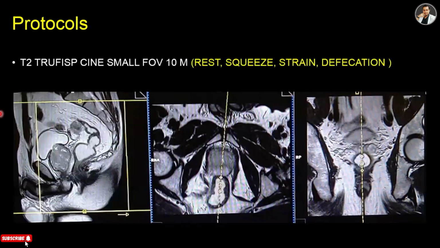And now is T2 true fit cine small, field of view 10 millimeter, and this is a cine protocol. Cine means the video protocol, and this protocol will be planned just midline of the rectum and anus, and it's a sagittal protocol. So plan on the coronal and axial image, just midline of the rectum, and the image will appear like this in the sagittal image.